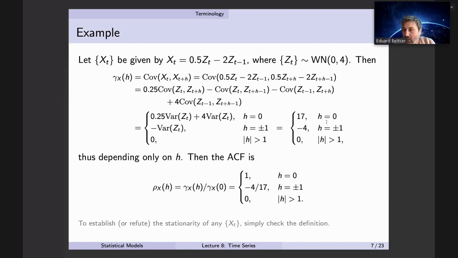And it depends only on h. It doesn't depend on t. You see that? That's it. We conclude it is stationary. This is what you need to do.